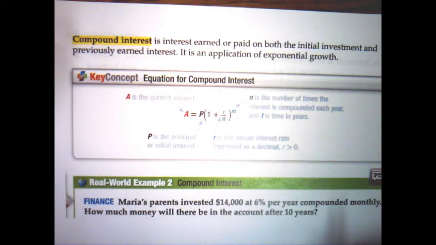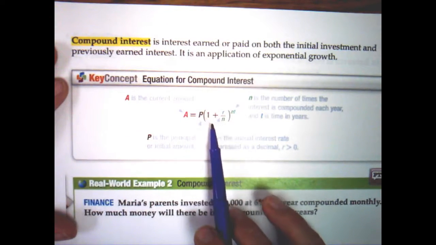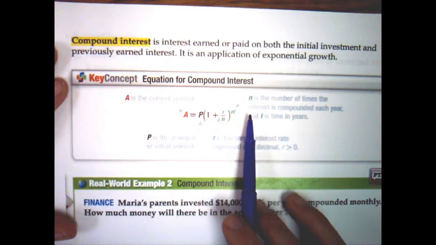So compound interest is interest earned or paid on both the initial investment and previously earned interest. It is an application of exponential growth. So our equation is a little bit different. A equals P times the quantity 1 plus R over N, all raised to the NT.